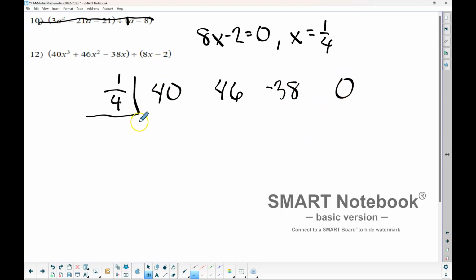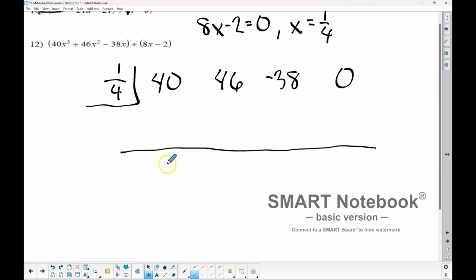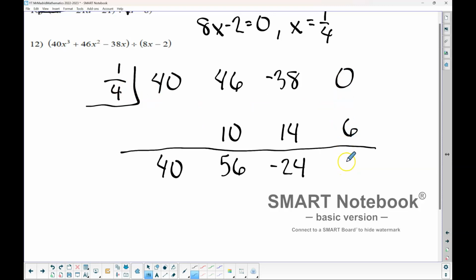Okay. All right. So again, this is going to be the same process as earlier. So you can pause the video and maybe even do it yourself before I do it. But here's what happens, right? You drop. Now you multiply this with this, which is 10. You add 56. You multiply, which is 14. You add, which is minus 24. You multiply, which is 6. And then you add. Okay?